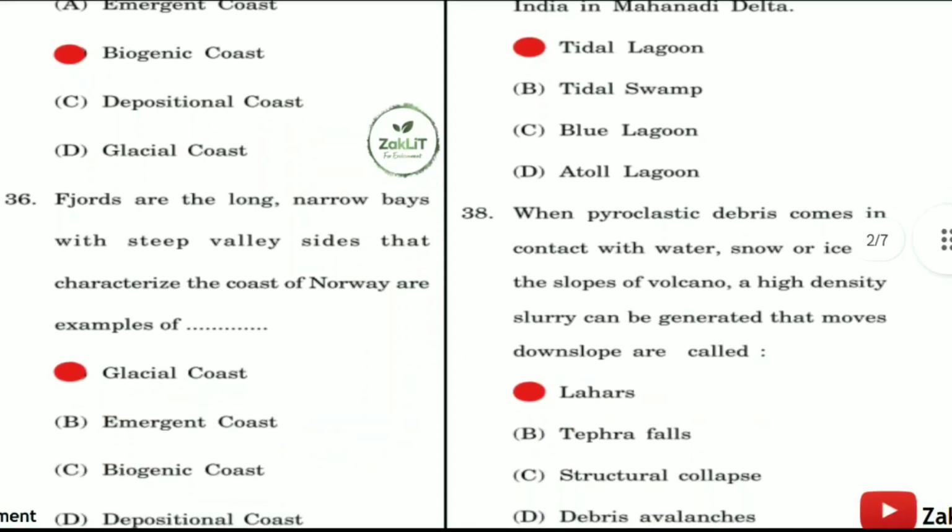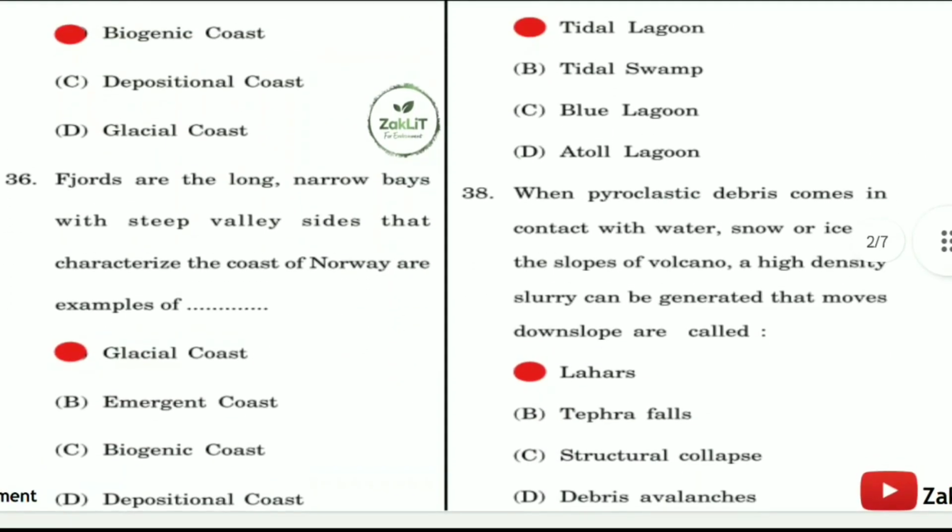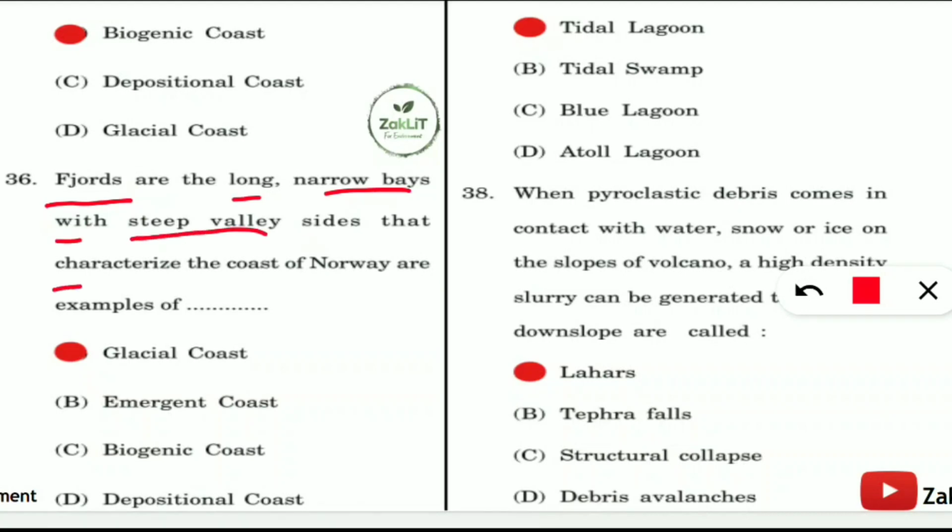Coming to the next question, number 36. Question number 36 is fjords. So for your general knowledge, I will tell you the pronunciation of this is fjords. It is not jords or fords, it is fjords. Fjords are the long narrow bays with steep valley sides that characterize the coast of Norway. These come from environmental geology, and they are an example of glacial coast. So the coastline with the glaciers is characteristic of the Norway fjords. They are long narrow bays with steep valleys.